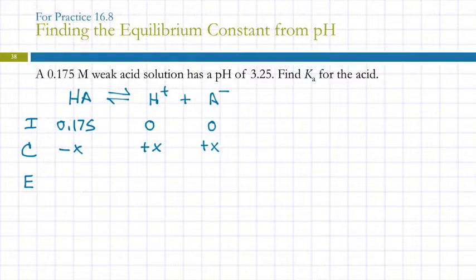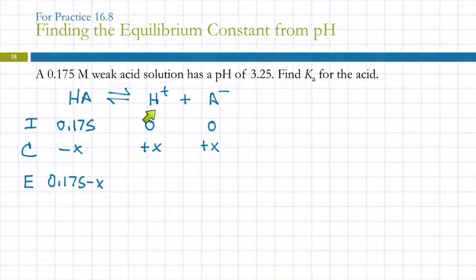Yeah, so at equilibrium, our HA concentration is going to be 0.175 minus x. What we were doing before is we were taking the Ka and plugging all these x's in on the other side, but now we don't know the Ka. We're trying to find the Ka. Do we know anything about any of these equilibrium concentrations? We can find it because we're given the pH.